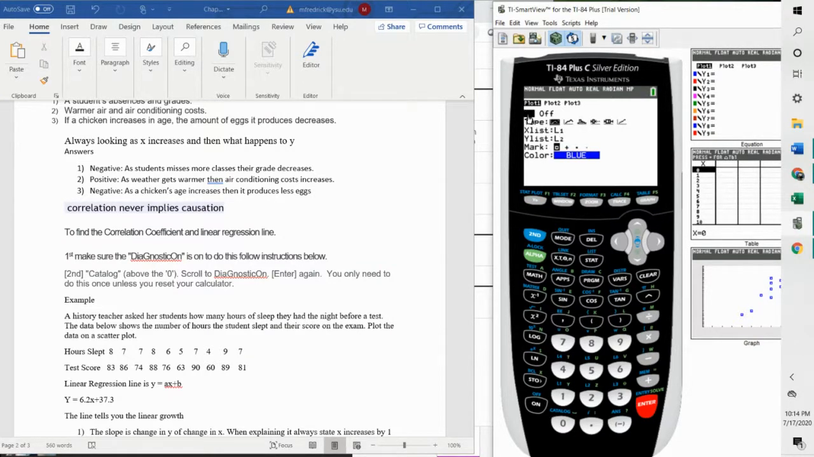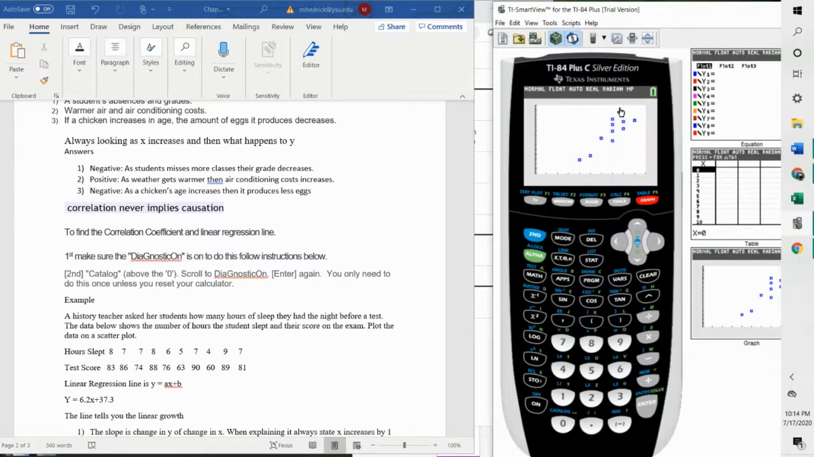I put it on. Now if you want to go and graph lines later, you have to turn it back off. But I turned it on. My X value was L1, my Y is L2, and then I hit enter. And then graph. And there's my graph.